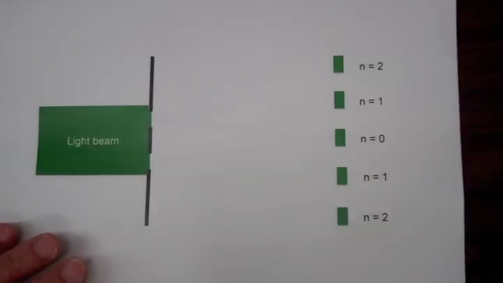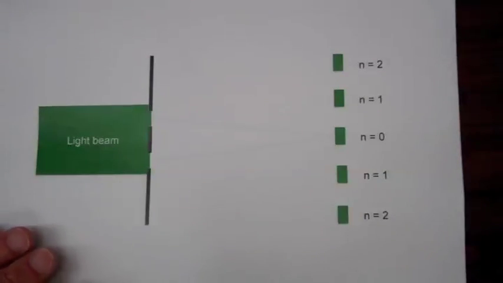We're going to perform an experiment to illustrate the wave nature of light, and we will also be able to measure the wavelength of our light source. This experiment is similar to one that Thomas Young performed in 1801 to illustrate the wave nature of light.